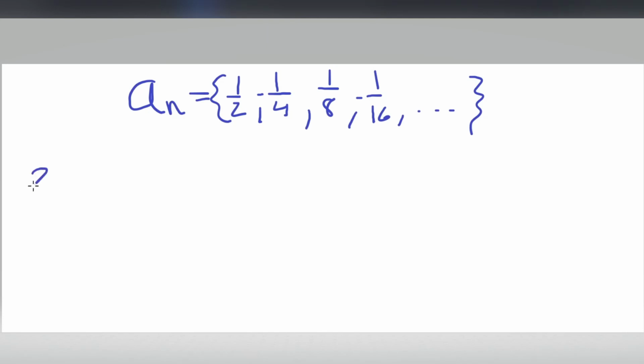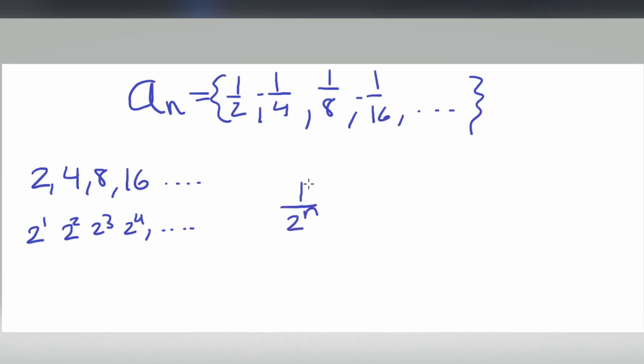Well, if we look at the bottom, it's going 2, 4, 8, 16, and so on, which we know are just powers of 2. 2 to the first, 2 squared, 2 cubed, 2 to the fourth, and so on. So we know that our pattern on the bottom is going to be 2 to the power of n, right? And that will get us a full positive set. But it has to be positive, then negative, and positive, then negative. Now, how do we change whether it's positive or negative without changing the actual value of this? Well, we can multiply by negative 1.